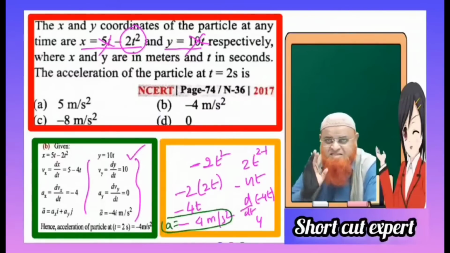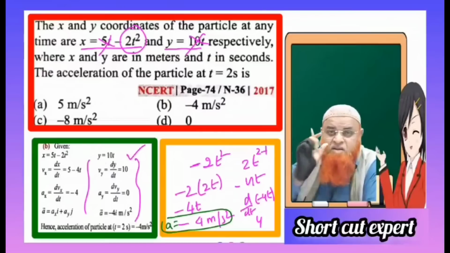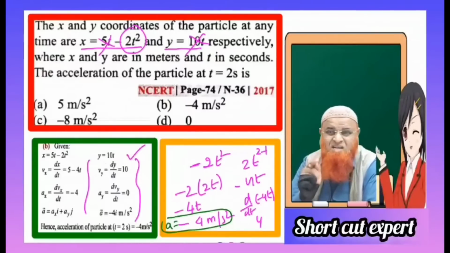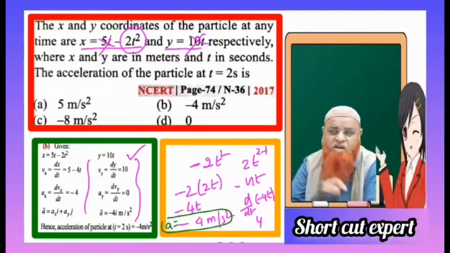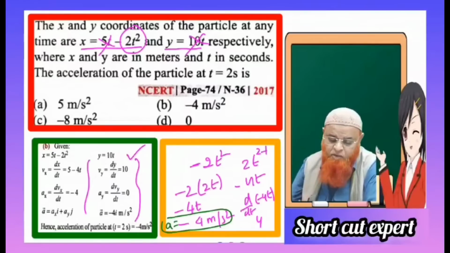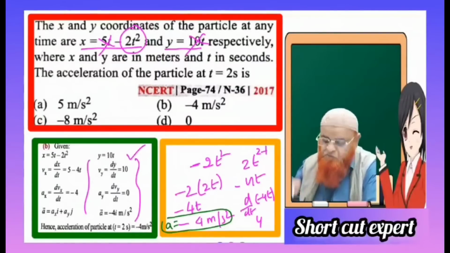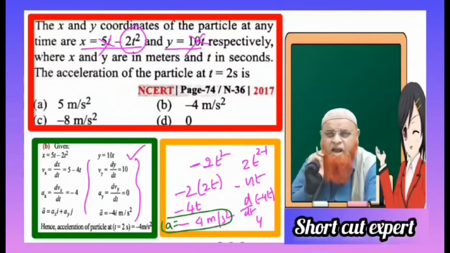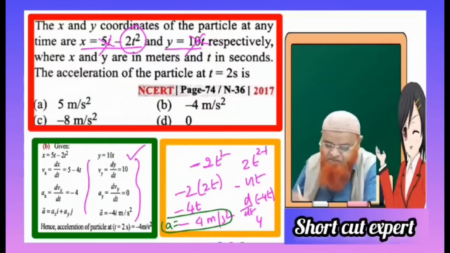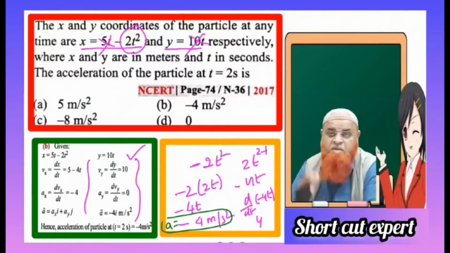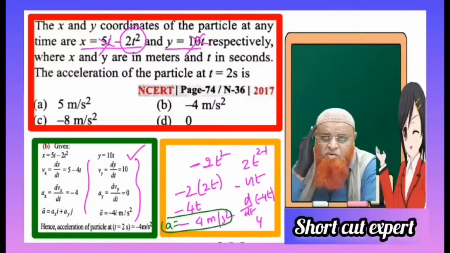Directly skip to the terms which are having t square terms, because the single t terms will be eliminated by the second differentiation. So select only the t square terms separately, do double differentiation, and get the acceleration directly without wasting your time. This is a smart way of thinking and solving the problems in a fraction of seconds.